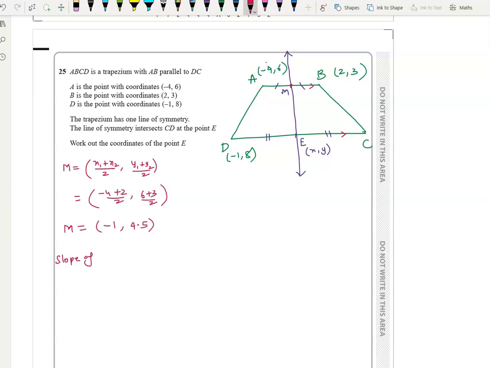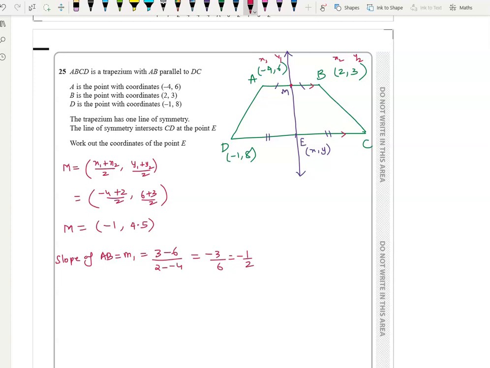Okay, slope of AB, let it be M1. We have the coordinates here, so x1, y1, x2, y2. We can use the slope formula and find the gradient. So difference in y upon difference in x, so it will be 3 minus 6 over 2 minus of -4. That will give me -3 upon 6, that is -1 upon 2. Now the slope of AB is -1 by 2.